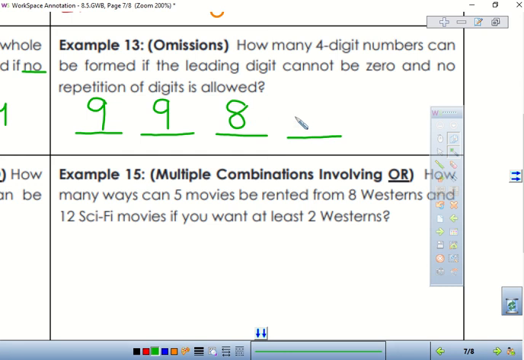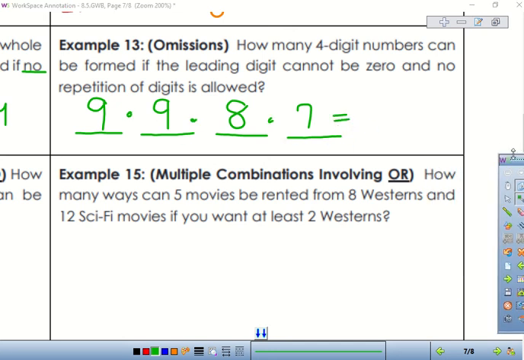I'll explain why. The reason it's that is because this one can't be 0, so we have 9 choices. This one can't be whatever the first one is, but it can be anything else, so we have 9 choices. This one can be anything except for whatever the first 2 are, and this one can be anything except for whatever these 3 are. Does that make sense? So we multiply those together. So the second one could be 0? Yeah, the second one is okay to be 0, so it can be anything except for whatever the first one was, which leaves you 9 choices.